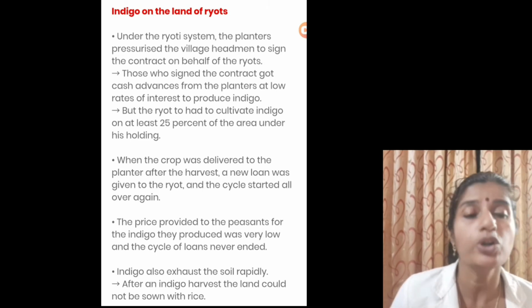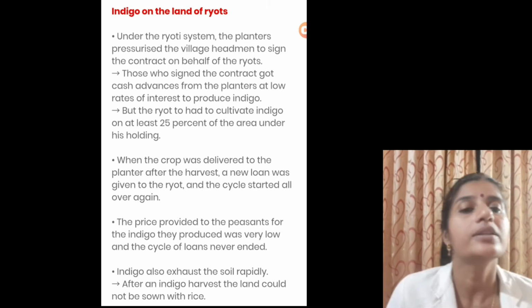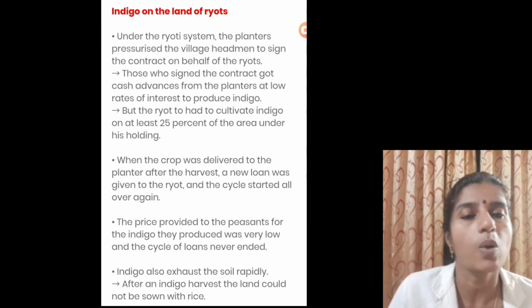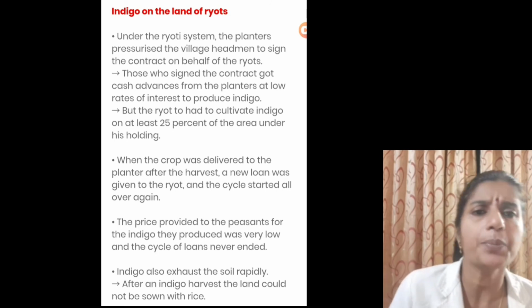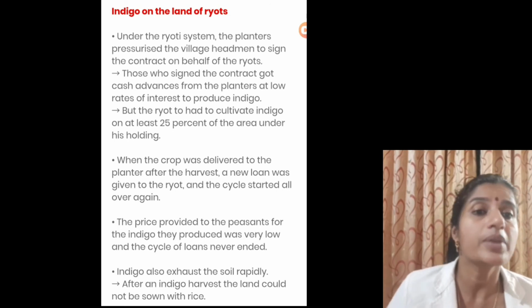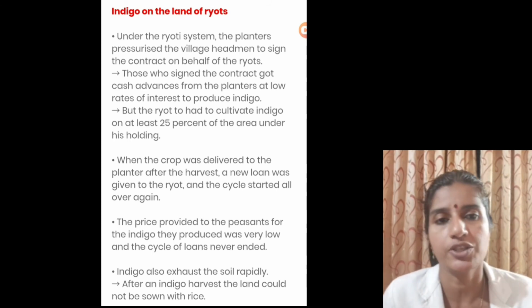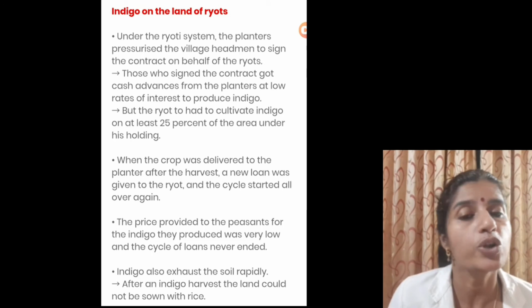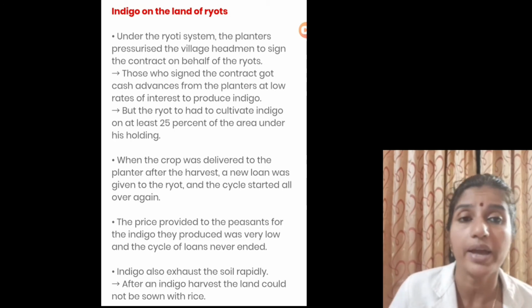So they were not able to pay the loan amount. So the cycle of loans never ended. Another problem is that as a result of indigo cultivation, the soil lost its fertility, and after an indigo harvest, the land could not be sown with rice.